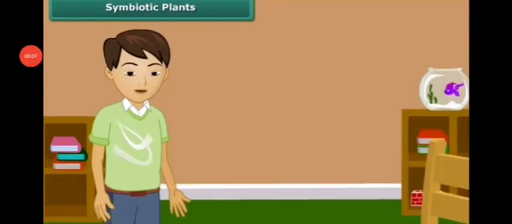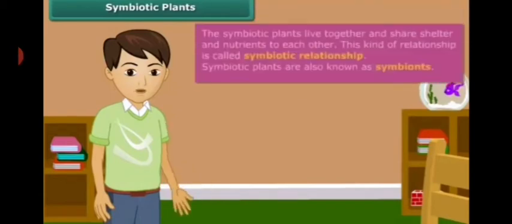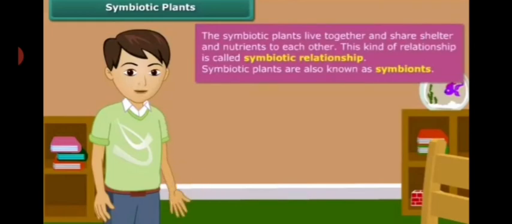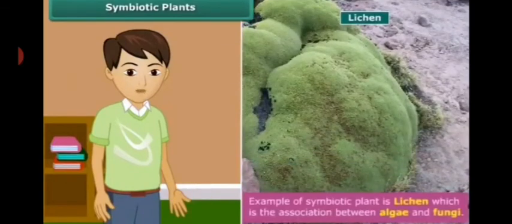Then the next one is the symbiotic plants, and their mode of nutrition is called symbiotic nutrition. So what do you mean by symbiotic nutrition? Here the definition is given, and symbiotic nutrition means two plants living together and helping each other to collect their food. The first one will be helping the other to collect their food, and the second one will help the first one to collect their food.